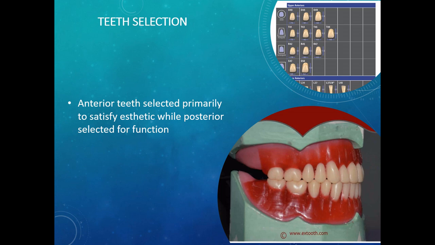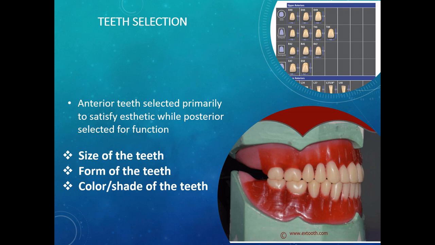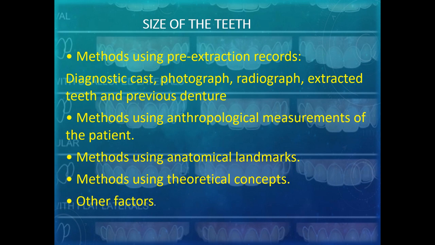Now let us discuss the factors that are considered during the selection of anterior teeth in order to satisfy aesthetics, that is the size of the teeth, form of the teeth, color or shade of the teeth. The first one, the size of the teeth. The tooth size should be appropriate to the size of the face and sex of the patient, and there are various methods which can be used as a guide in anterior teeth selection.